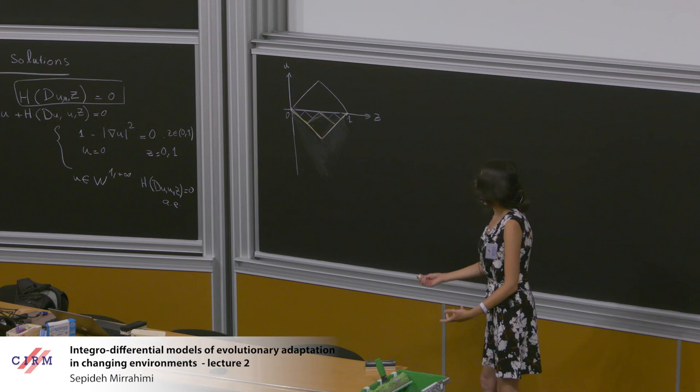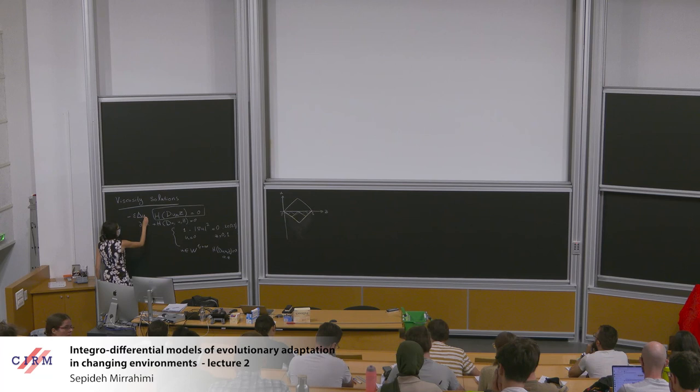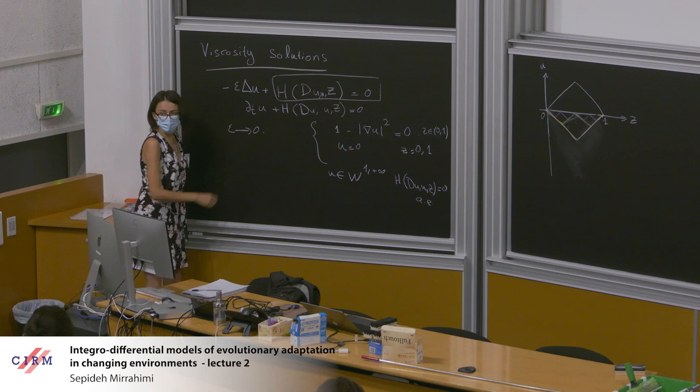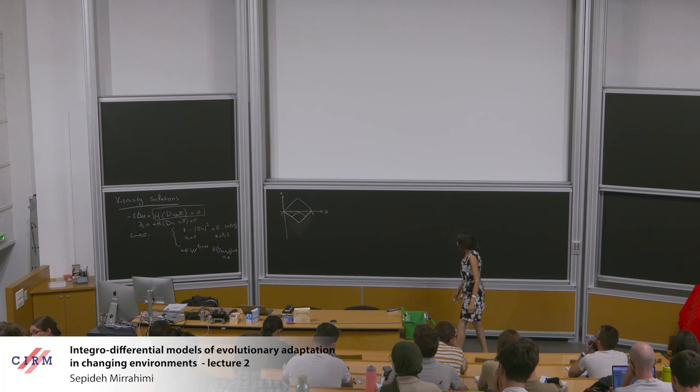And why do we call it viscosity? It is that generally, if we add a viscosity term and we let epsilon go to zero, we will choose only one of these solutions, which is the viscosity solution, okay? So this is why we call this a viscosity solution. So let me give you the definition.